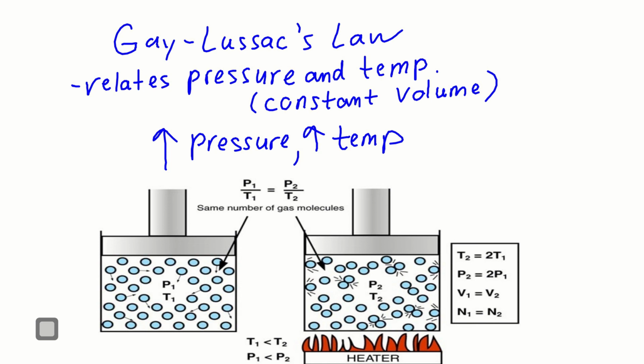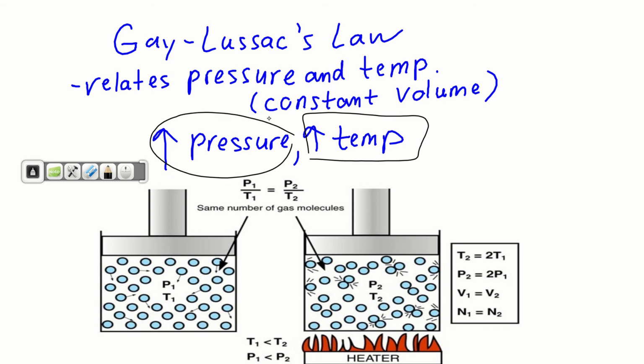The last law that we have is Gay-Lussac's law. It relates pressure and temperature, constant volume. So now we've gone through the whole cyclical piece of everything. In this case, if I increase the pressure, I increase the temperature. It's probably easier to understand this as, if I increase the temperature, I'll increase the pressure.